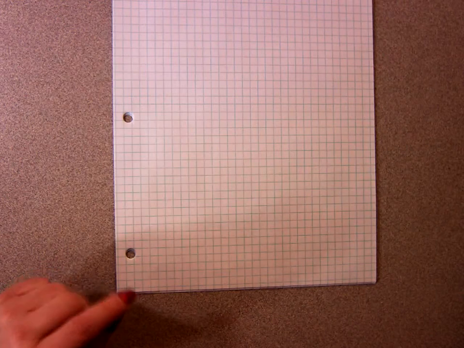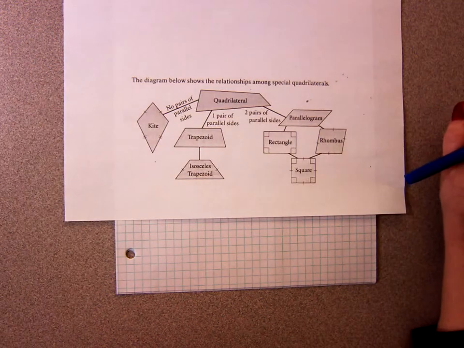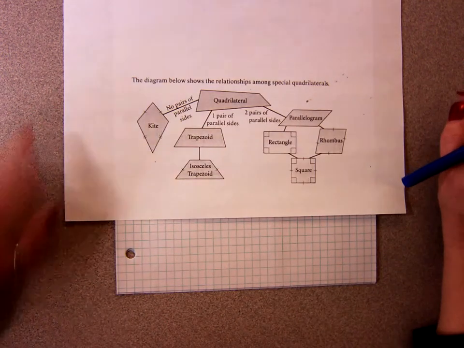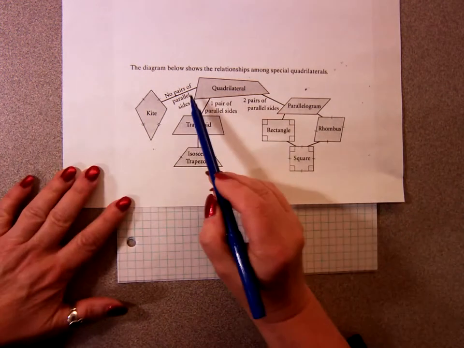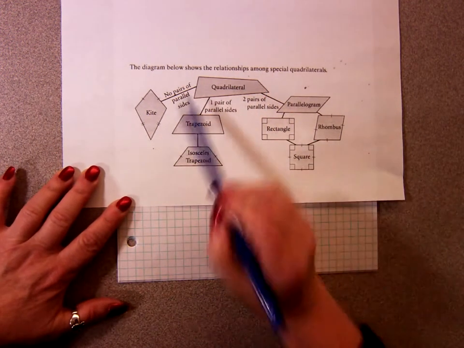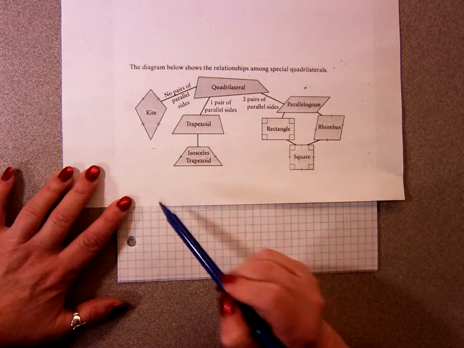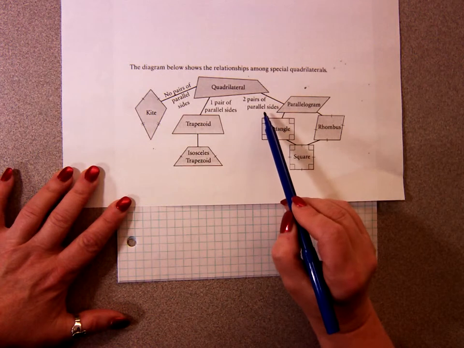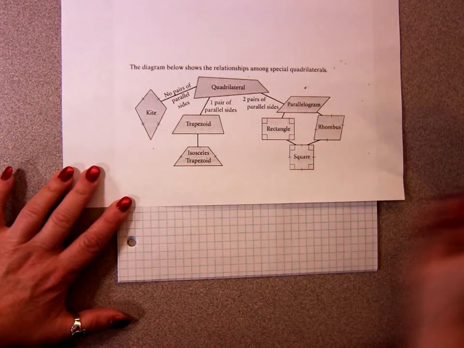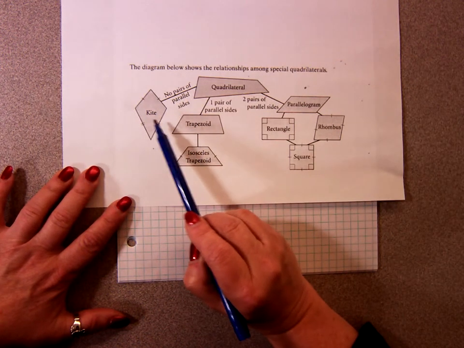Okay, I have a little diagram to help us. I'm going to zoom in just a bit. No, I'm not while I'm recording. And this shows the relationships between quadrilaterals. So we have the body of all quadrilaterals, and from that we have quadrilaterals that have no parallel sides, quadrilaterals that have one pair of parallel sides, and quadrilaterals that have two pairs of parallel sides. So let's look at the no pair of parallel sides, and there's just one subset under here, and it's called a kite.